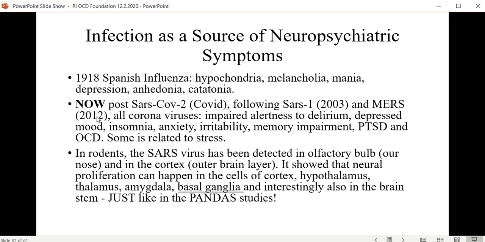MERS, which is a Middle Eastern virus. This was an Asian virus. These are all coronaviruses. This SARS-1 is now, we're in SARS-2. This is the official name for COVID, SARS-CoV-2. It has been identified as impairing alertness.